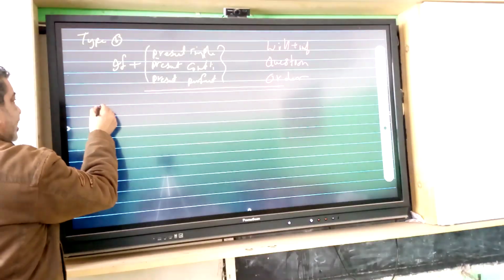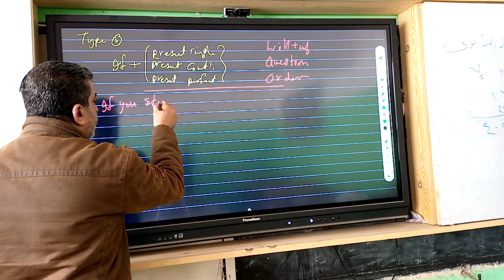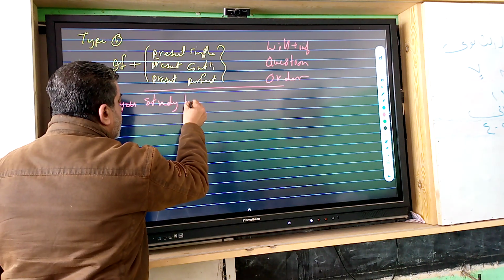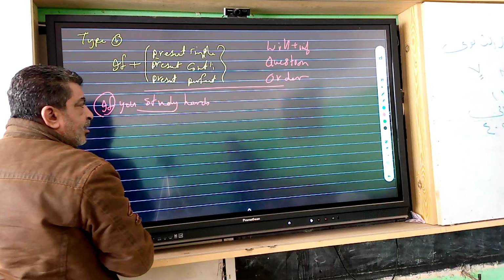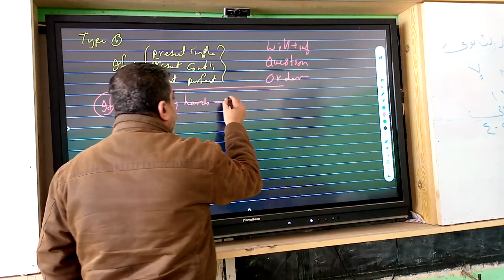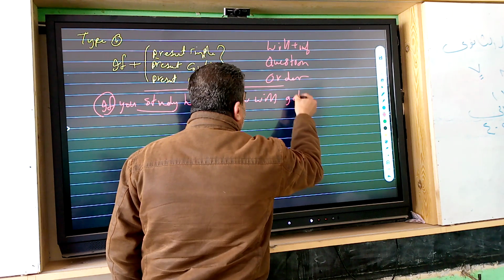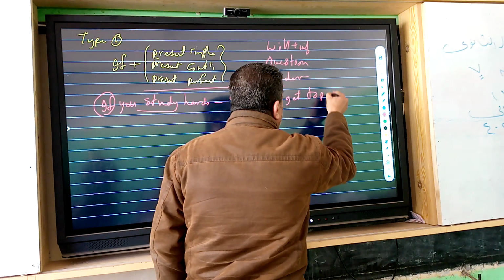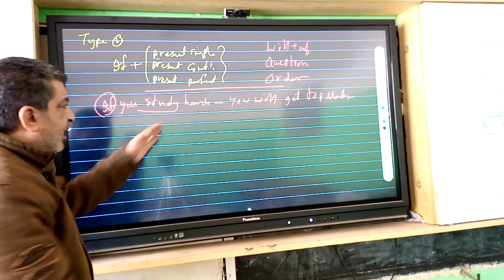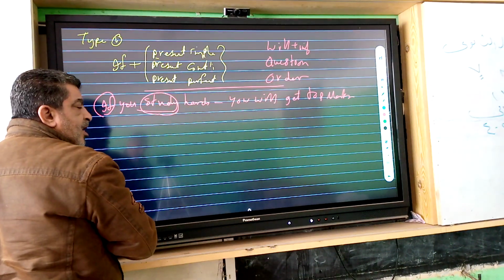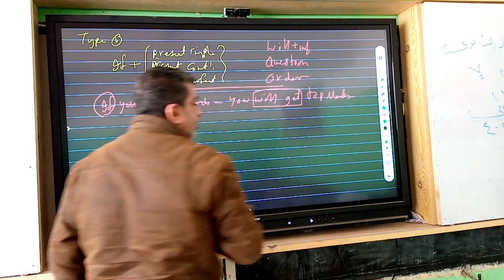Number one, we can say, if you study hard, you will get top marks. That's number one. If you study, this is the if clause, present simple. The main clause is will get.